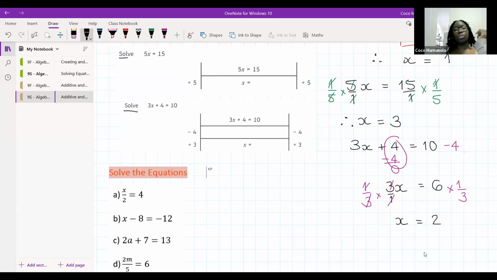Okay. I know that the easiest way for us to do it is just to say, ma'am, just divide by 3. But in the next question, you'll see why I don't want you just dividing by 3 all the time. Because the operation is not always to divide.